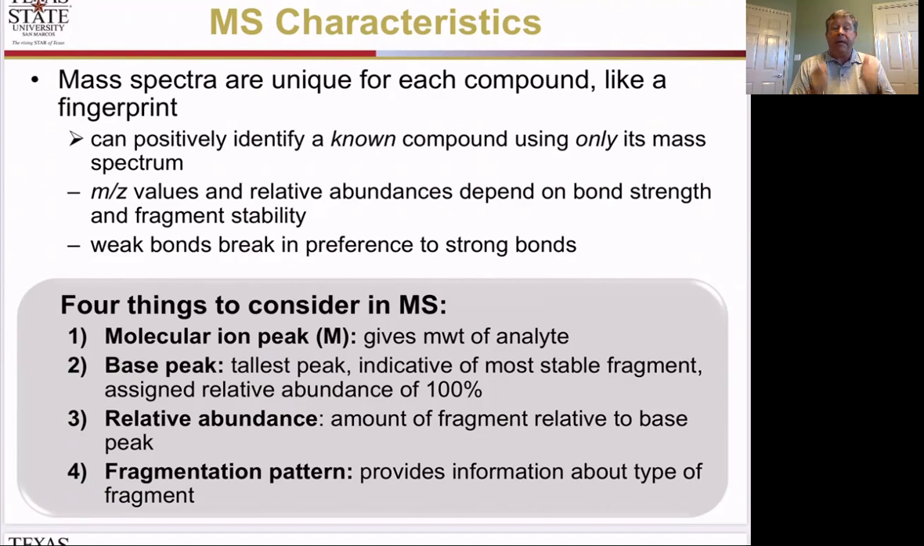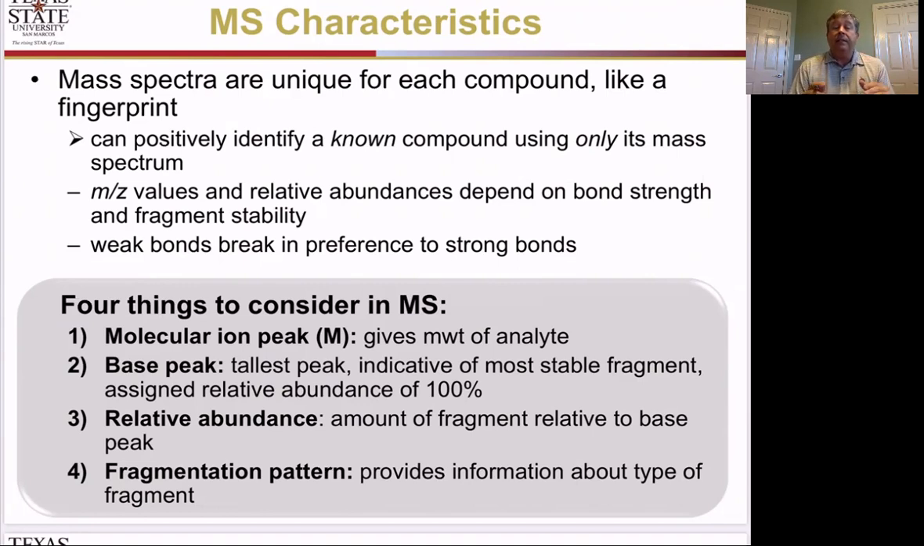Then we have the base peak, which is the tallest peak in our spectrum, and that tends to be the most stable fragment, because our molecular ion typically is not very stable and will break apart. That first break gives us the most stable fragment, which gives us the highest abundance, and that counts as our base peak. All the other fragments are given a relative abundance based on the base peak. Our base peak is typically 100%, and all the other fragments are given a percentage of that.